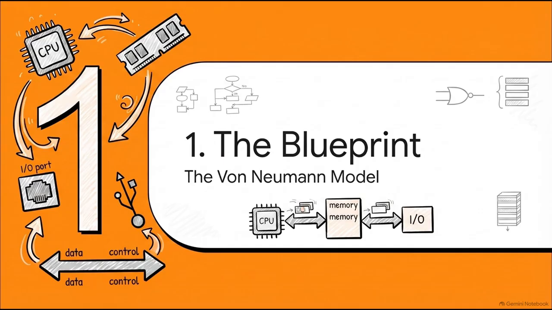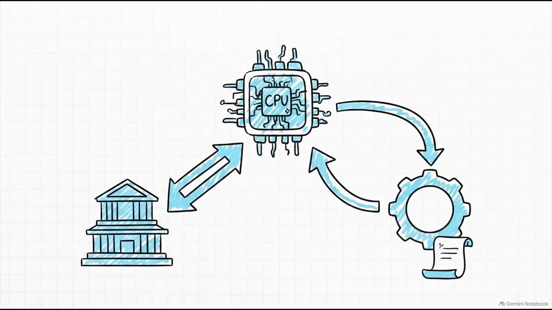Right, so let's kick things off with part 1, the blueprint, or the von Neumann model. Every great city needs a master plan, right? Well, for computers, that plan was actually drafted way back in 1945 by John von Neumann, and almost every modern computer still uses his exact model today.